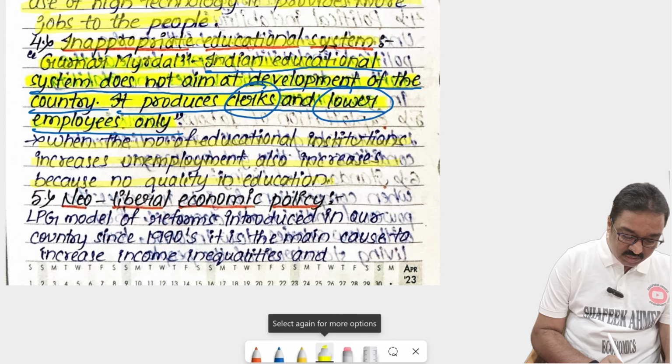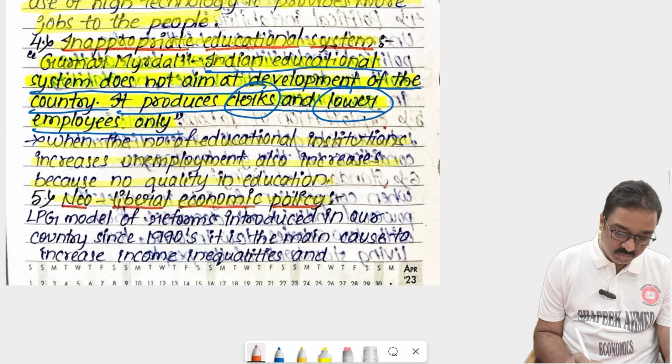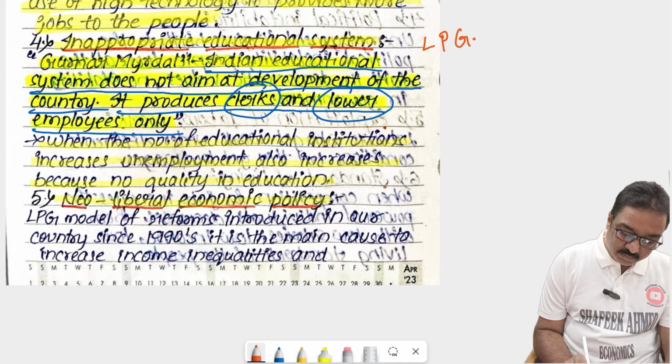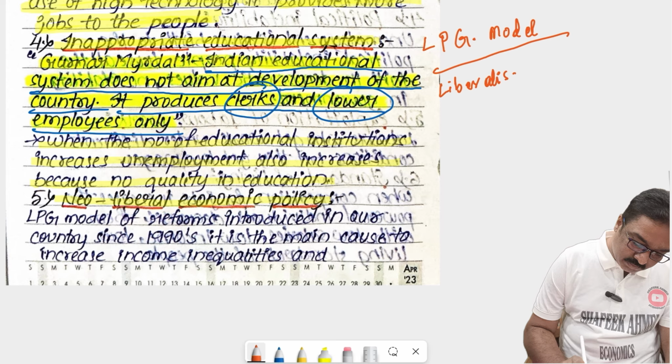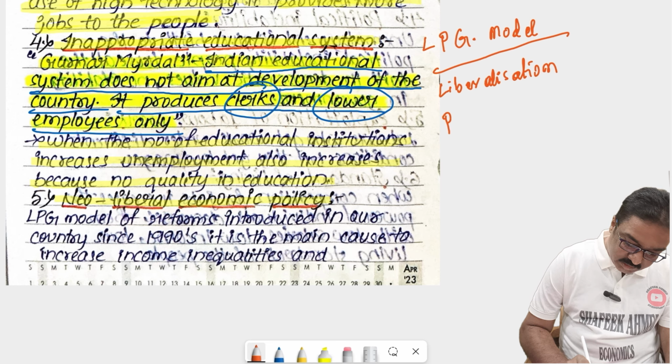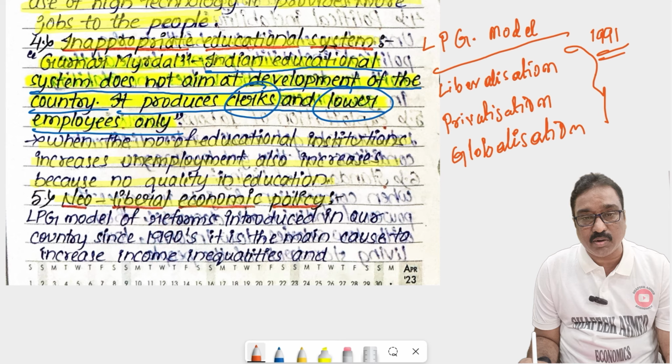And the fifth cause of unemployment in our India is neoliberal economic policy. You know that after 1991 the Indian government introduced new economic reforms in our country, like the LPG model of development. LPG model means liberalization, privatization, globalization. The LPG model of development was introduced in our India in 1991.